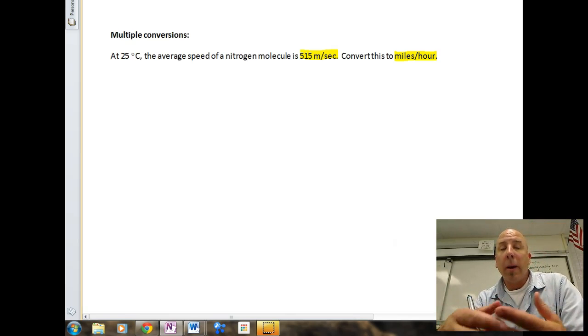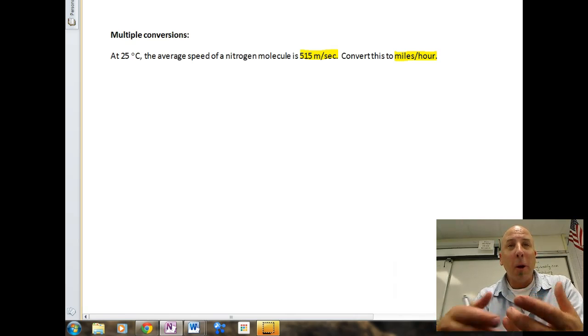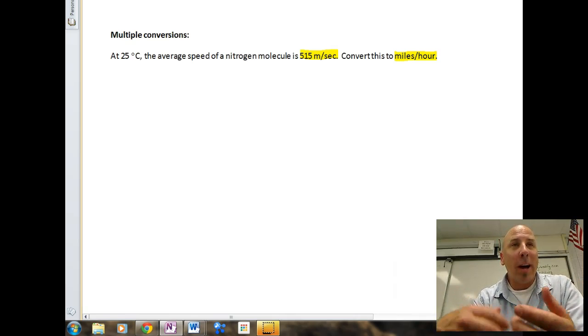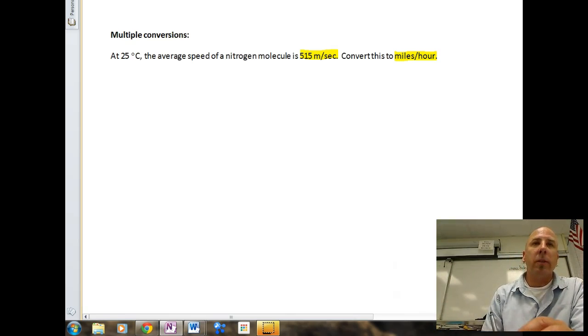And why even worry about how to do these? Well, the reason we worry about how to do these is that on the AP test, there's no Google. And on tests in AP Chemistry, there's also no Google. So we can't just Google these answers. We have to know how to do these. So let's take a look at how we do multiple conversion factors.